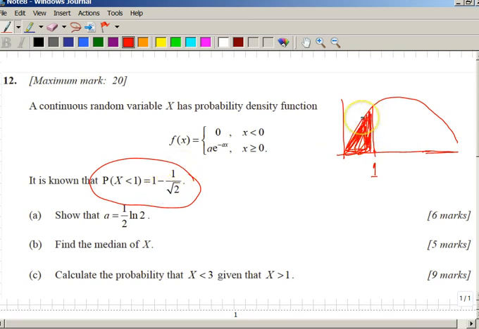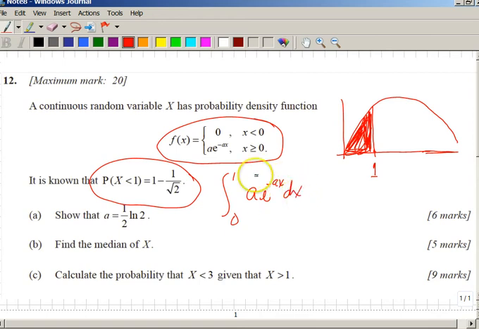So the first part of this is they give you the probability density function up here, but they've included a, and you're supposed to find the value of a in part a. So you know that if you integrate this function from 0 to 1, it's going to give the probability up to 1 of the function a e to the negative ax. So we're going to integrate that, and we'll set it equal to 1 minus 1 over root 2, because that's the given probability. So this integration is not too tough.